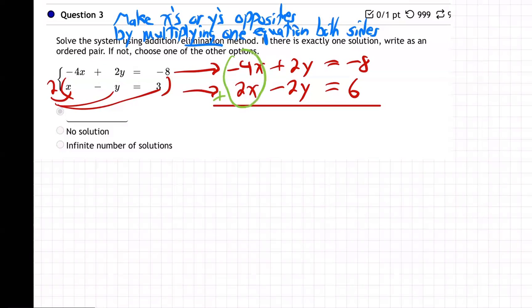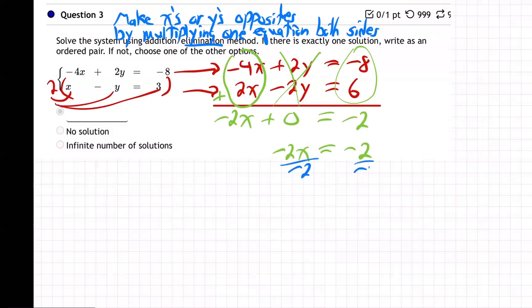So 2x minus 4x is minus 2x. These guys eliminate, making 0. That was the plan. And 6 minus 8, negative 2. Look at that. Y eliminated. We got rid of y, which is great. So now we just have minus 2x is minus 2. So now it's easy to solve for x. That's the whole trick here. You want one of the letters to eliminate when you add them. That's why it's called the addition method. It's also called the elimination method.